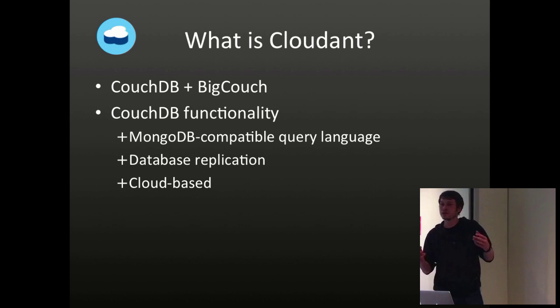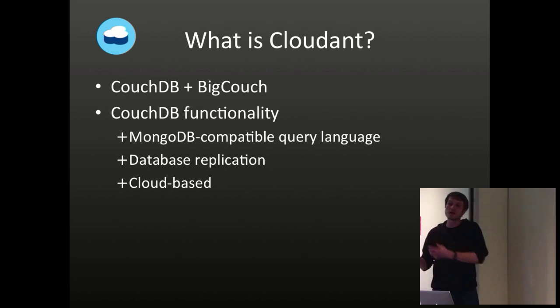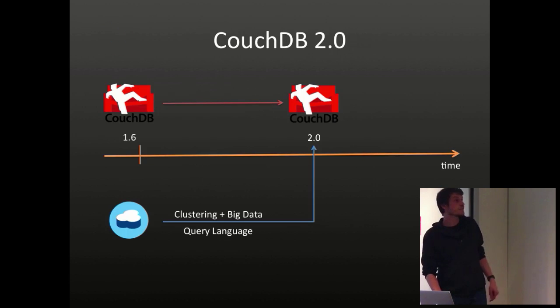Additionally, Cloudant is cloud-based. It's pretty much the same thing as what Compose should be for Mongo in the future. Cloudant is already that for CouchDB, so it's a cloudified version of CouchDB with some extra features. And since it's cloud-based, you don't have to scale it, it scales automatically.